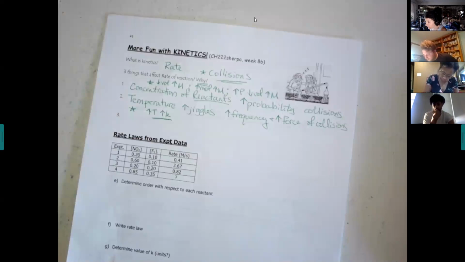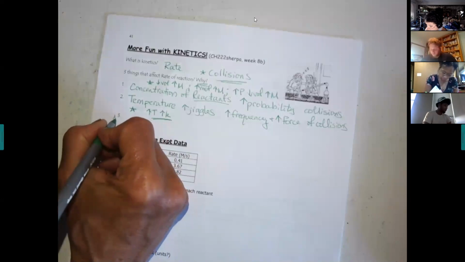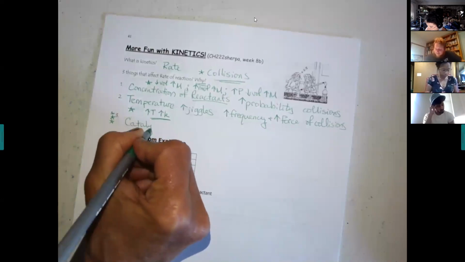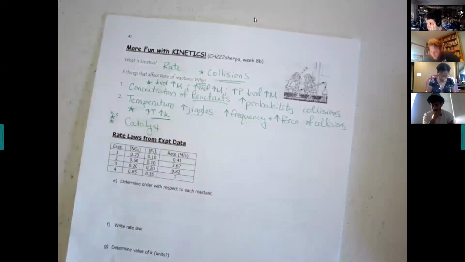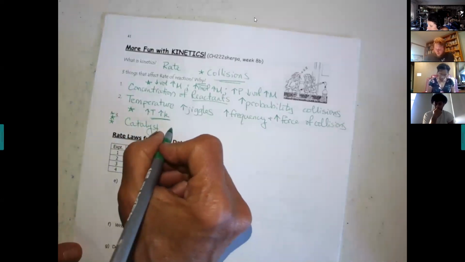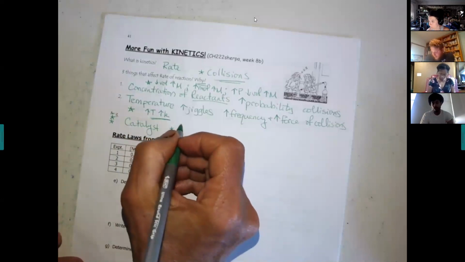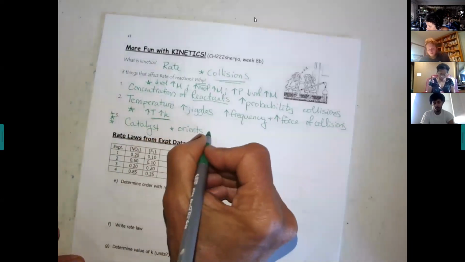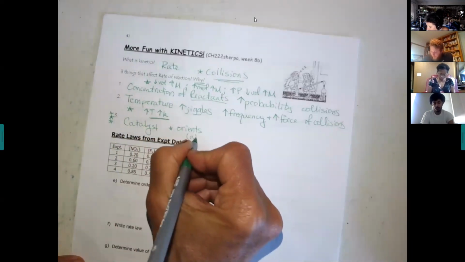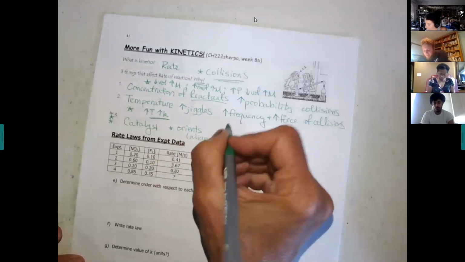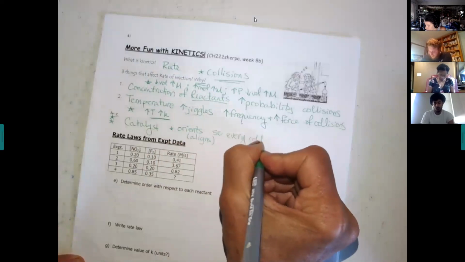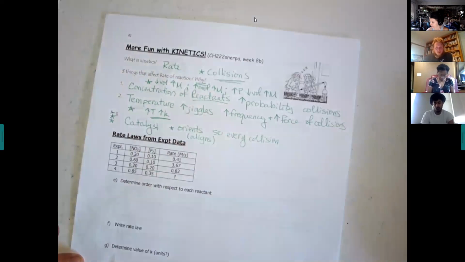All right, and then the third thing, which is actually huge, this gets lots of stars, is a catalyst. You can draw a cat for those of you who are good at drawing cats. There are a couple of ways I can explain what a catalyst does. It orients or aligns the particles, so every collision is perfect. Every collision makes something happen.